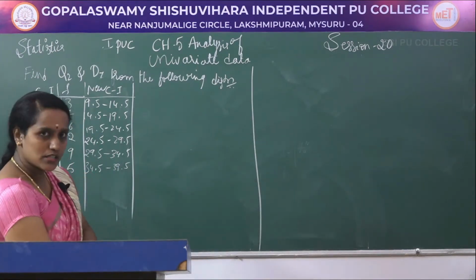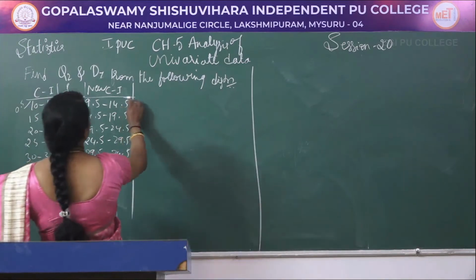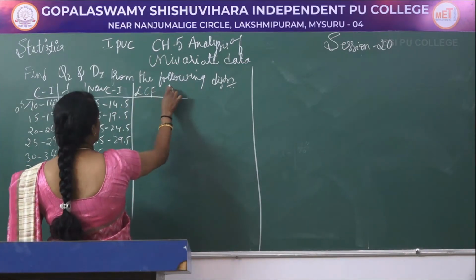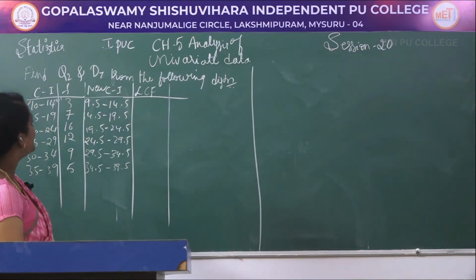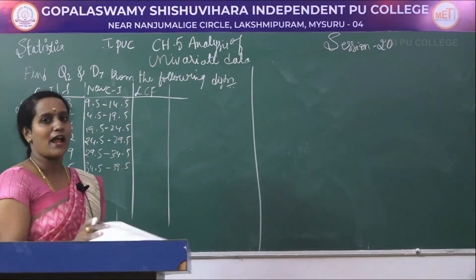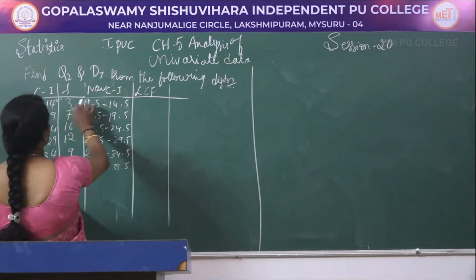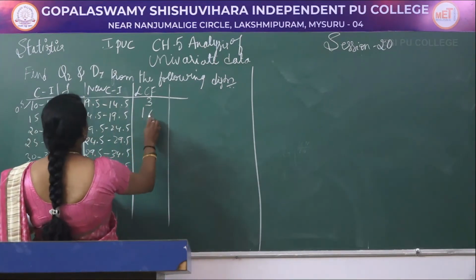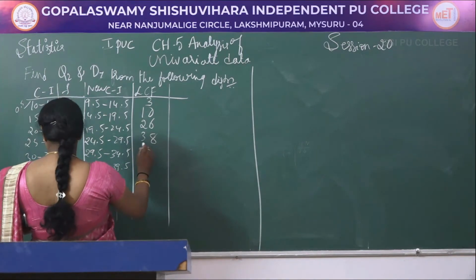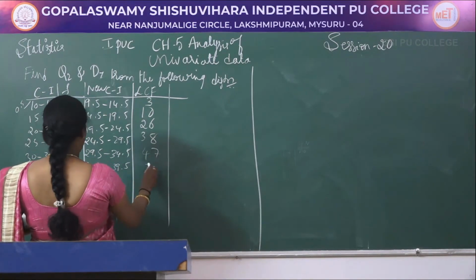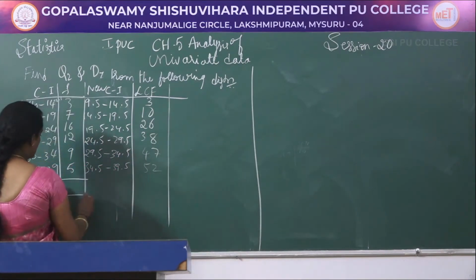After this, the first step is we have to find the LCF. To find the LCF, we have to add the frequencies. First frequency will remain the same. It is 10, 26, 38, 47, 52. So your N is also 52.